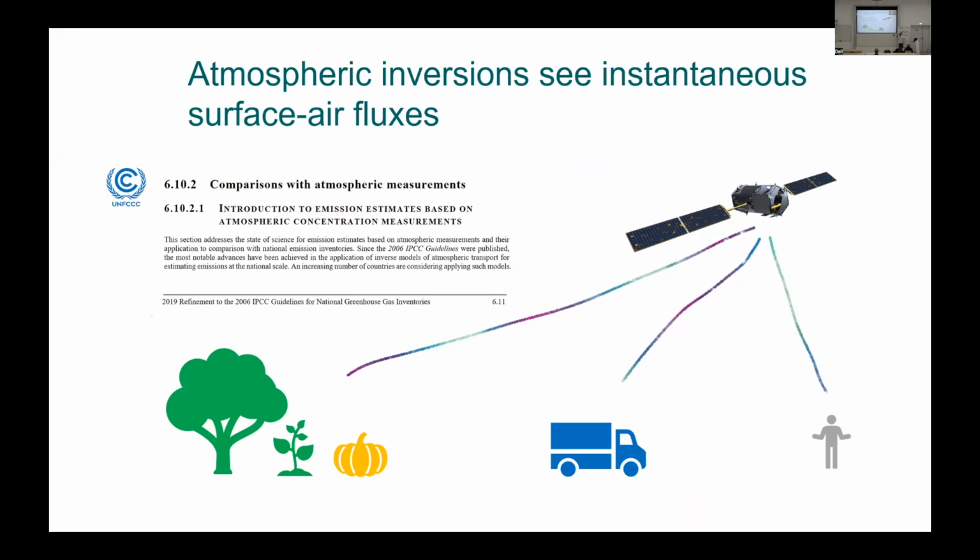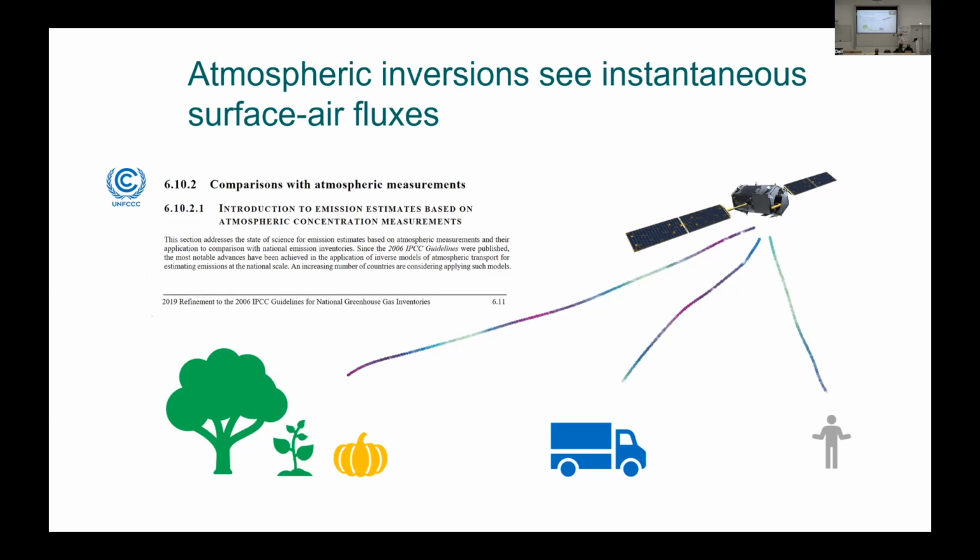If you look at the UNFCCC guidelines, that's the case in the 2006 original text, but also in the refined version of 2019. You see that it seems very simple. There is a section called comparison with atmospheric measurements. And when you go through the section, it starts with inverse models of atmospheric transport. So that's what I'm doing. So that's great. When I read that the first time, I thought that I was really the king of the world, because UNFCCC would just go directly to me.